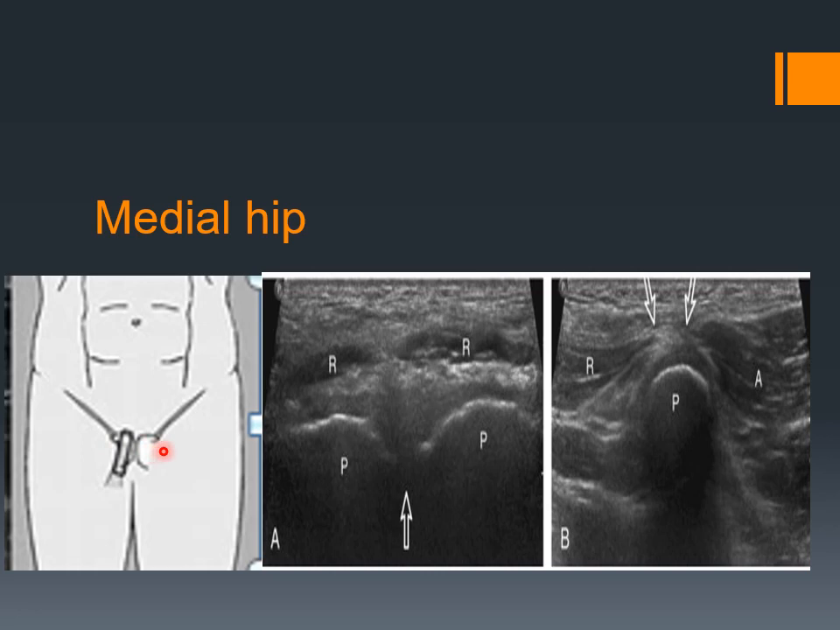Then we put the probe in TS view. We can see the symphysis pubis, the pubic bones, and the lower rectus abdominis muscles if we slide the probe slightly upwards.